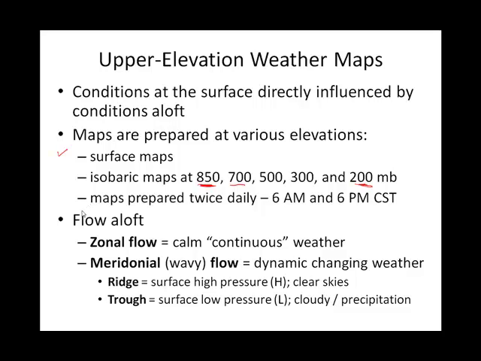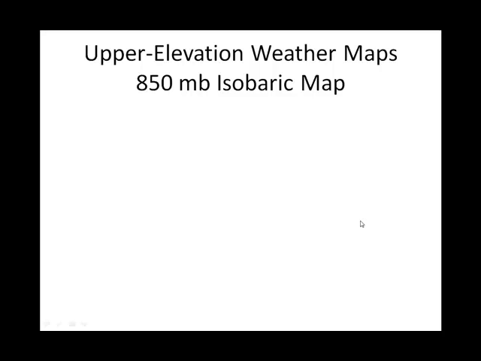So things that happen at upper elevations, which we've already talked about in this class, actually have an impact on the weather we're experiencing. We talked about those upper winds. They tend to flow from the west to the east at upper elevations. And that flow can be straight, which we call zonal, and that flow can have waves to it, which we call meridional. And if it's wavy, it has ridges and troughs.